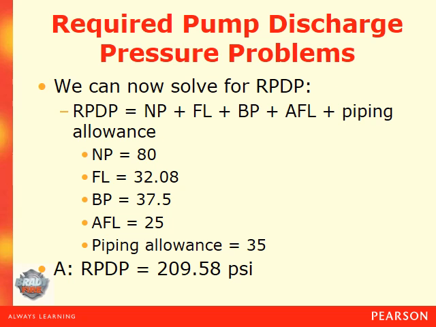So now we can finally add everything up and get our required pump discharge pressure. We know our nozzle pressure is 80. That was given to us. We added up all our friction loss, and that is 32.08. We figured our elevation loss or back pressure being 37.5. We also have to add in the appliance friction loss, since it is a master stream, of 25. And then finally, we add in our manufacturer friction loss for the piping, which is 35 as well. So you add it all up, and your required pump discharge pressure overall should be 209.58 psi.